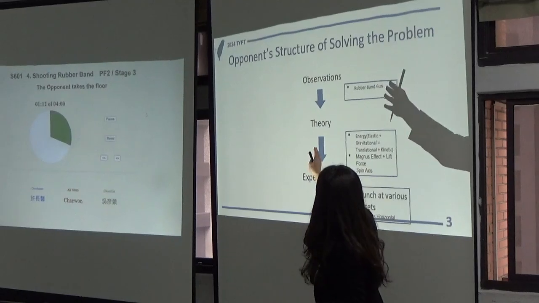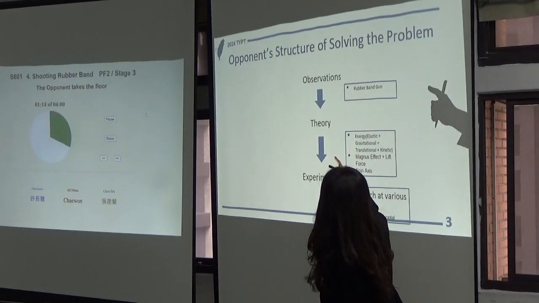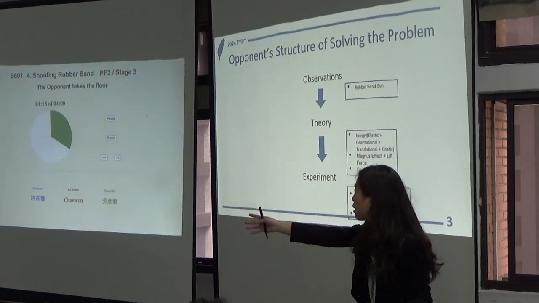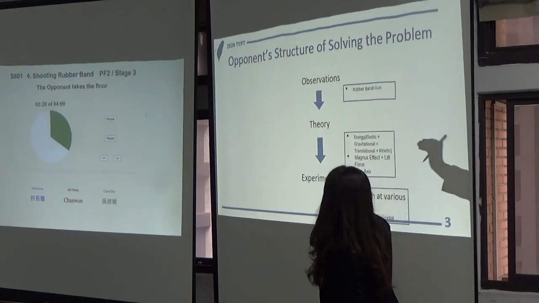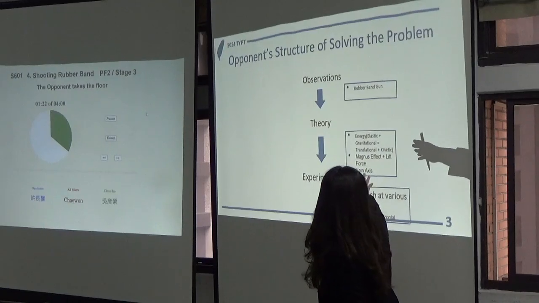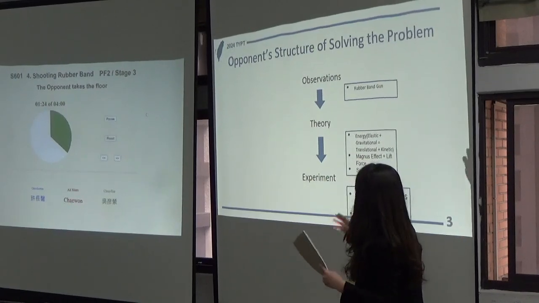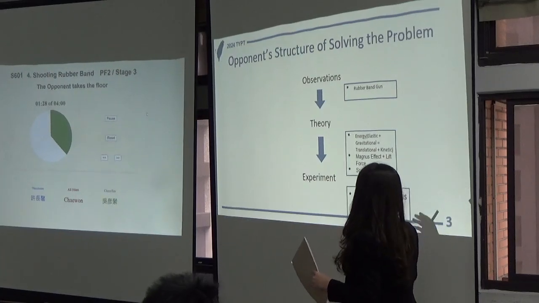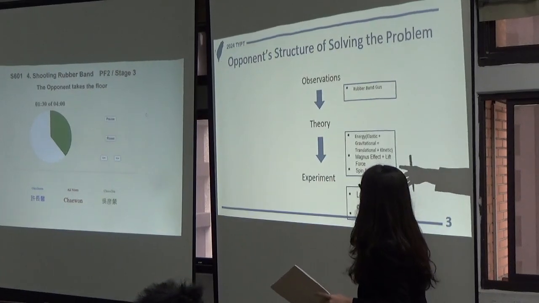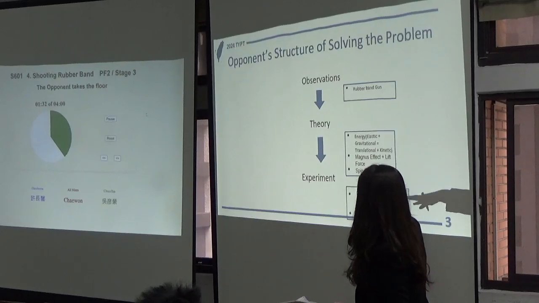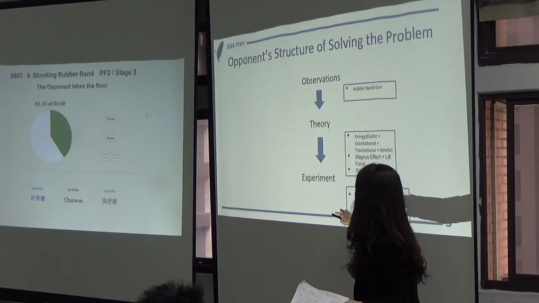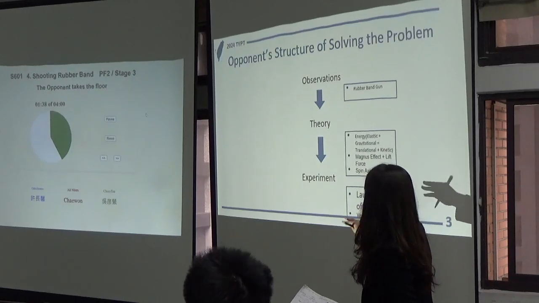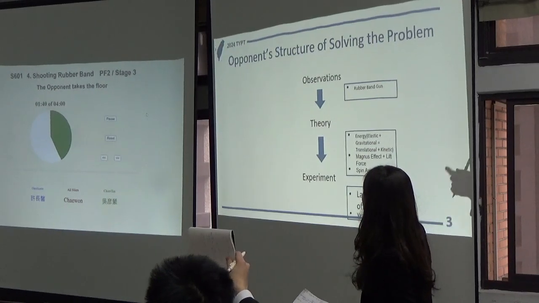Our structure of solving the problem is that first we observe how the rubber band gun the reporter provided will change. Then we talk about the theory, which is the energy combining elastic energy and gravitational energy, that leads to translational and kinetic energy, and the Magnus effect, lift force, and the spin axis. And in the experiment, we compared launches at various offsets, vertical and horizontal.